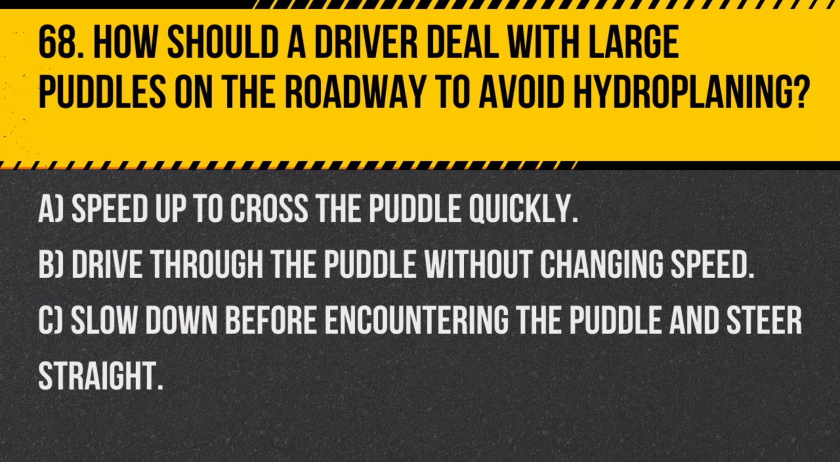Question 68. How should a driver deal with large puddles on the roadway to avoid hydroplaning? A. Speed up to cross the puddle quickly. B. Drive through the puddle without changing speed. C. Slow down before encountering the puddle and steer straight. Answer: C. Slow down before encountering the puddle and steer straight. Reducing speed can help prevent hydroplaning on wet roads.